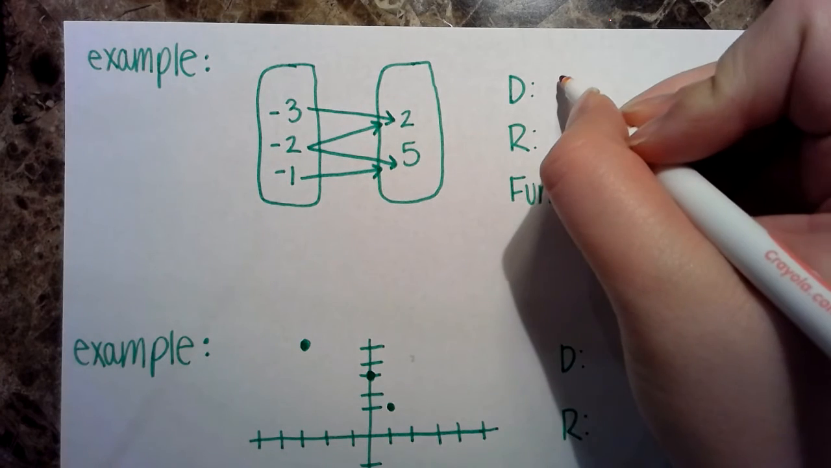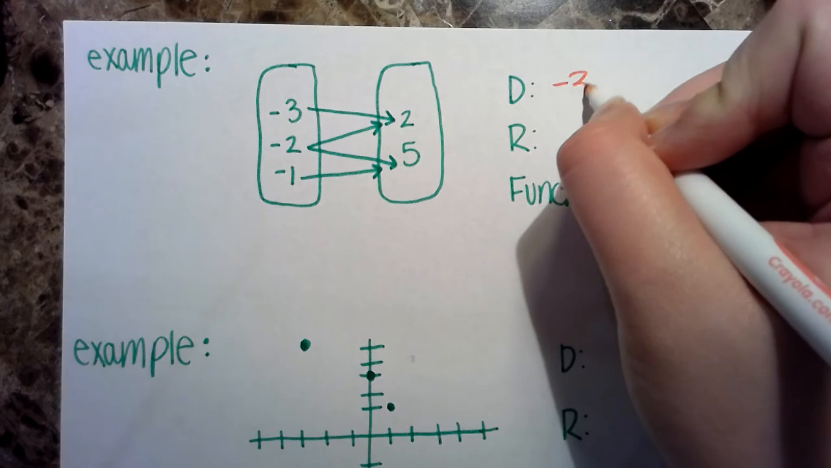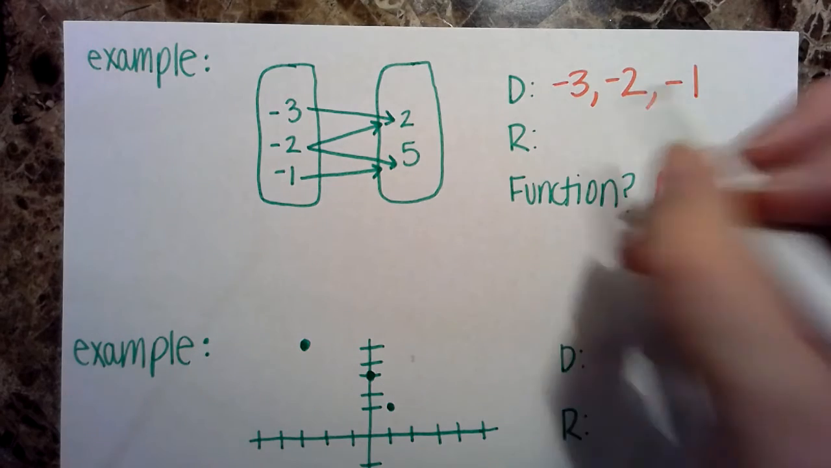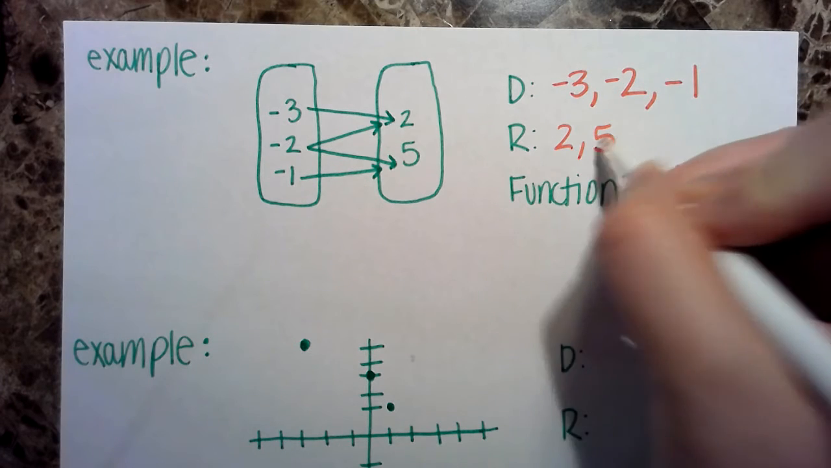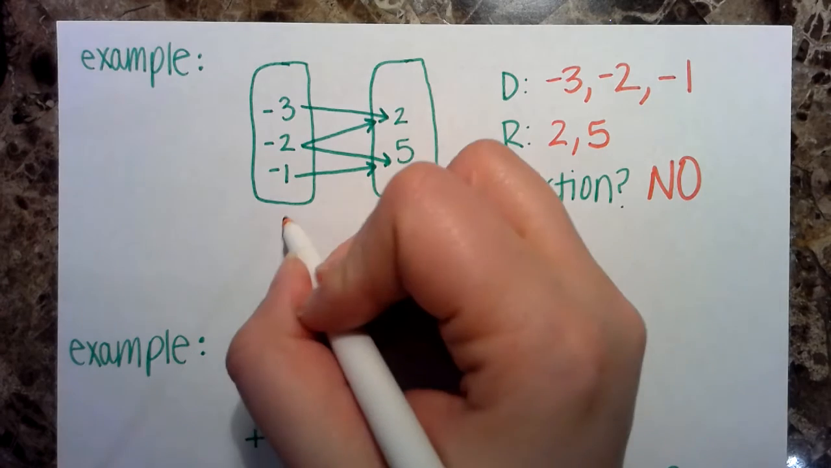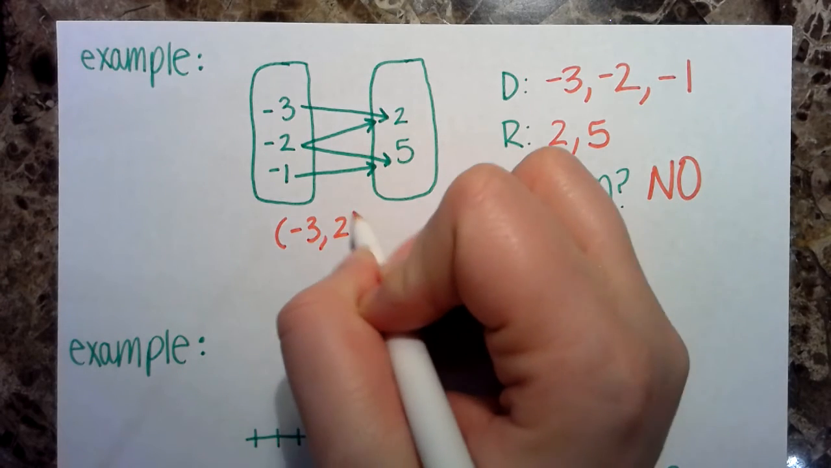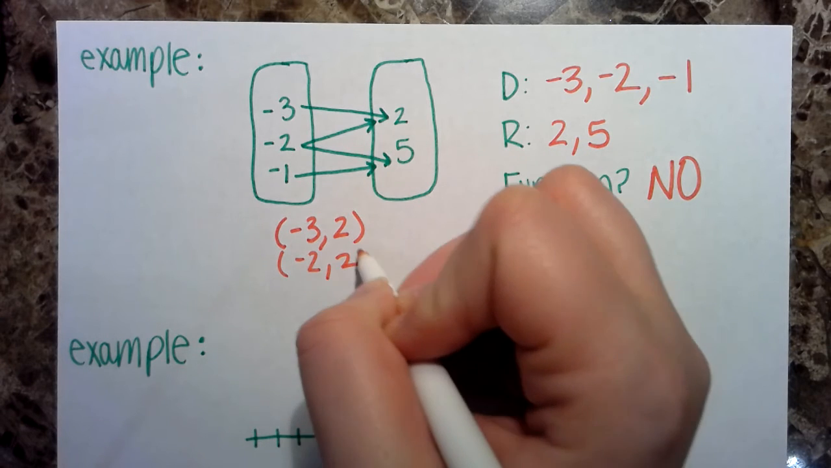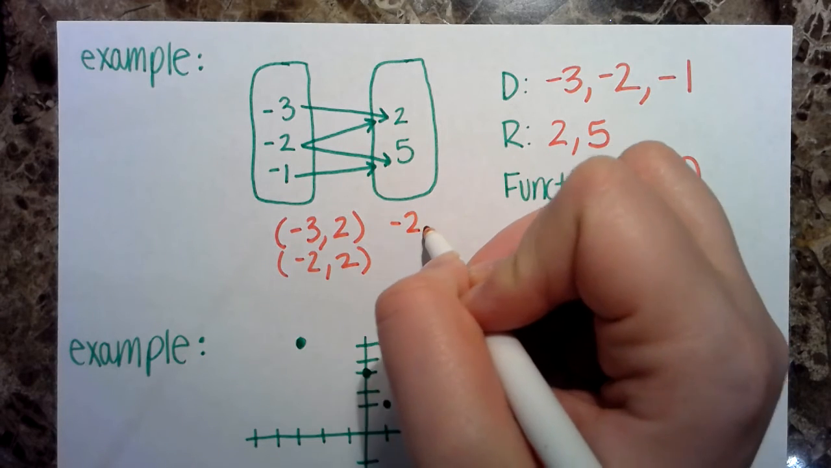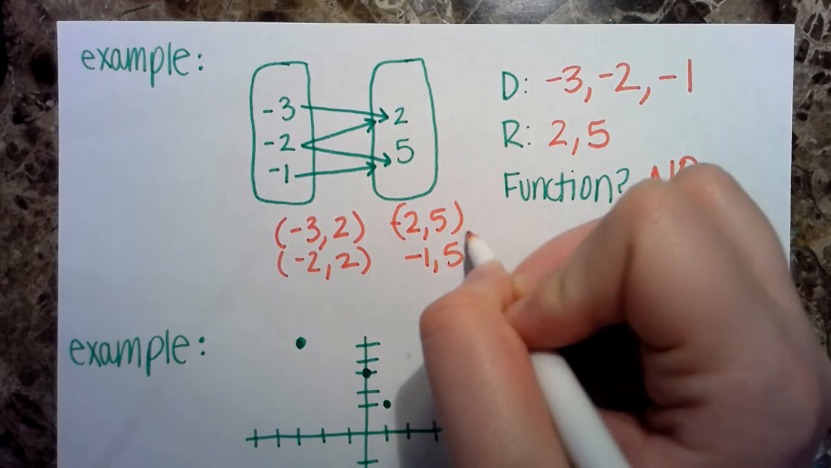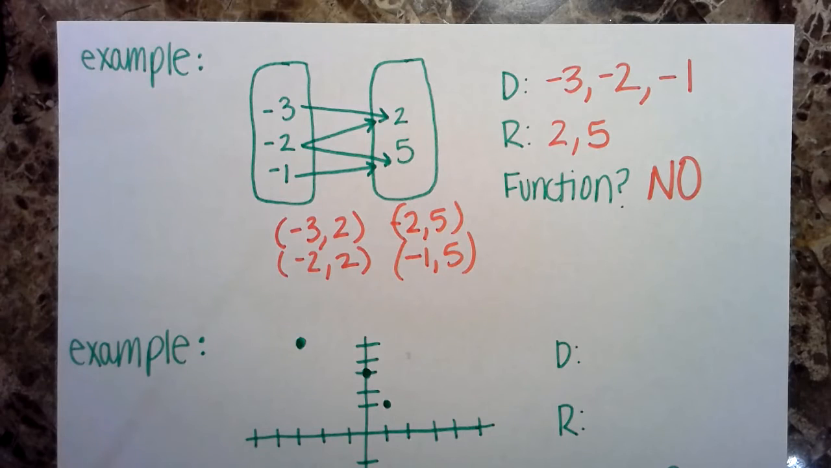Our domain is going to be in numerical order. So it's going to be negative 3, negative 2, negative 1, and then it's going to be 2, 5. Like I said, you can repeat or not repeat. Technically, this is saying this is negative 3, comma 2. This is negative 2, comma 2, negative 2, comma 5, and then negative 1, comma 5. So that is where I'm getting my domain and range.